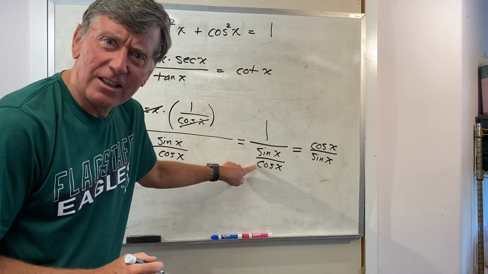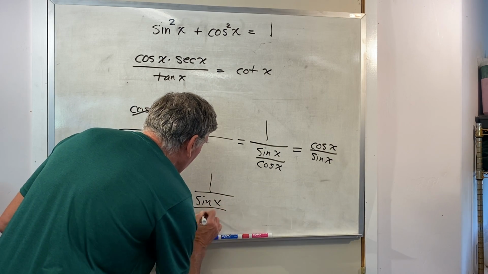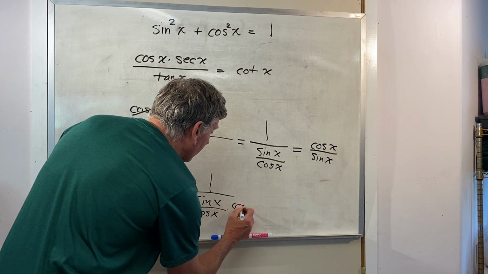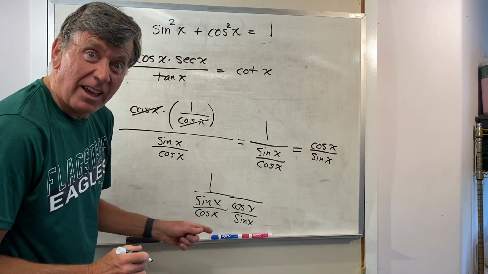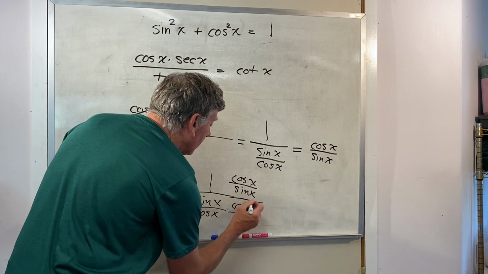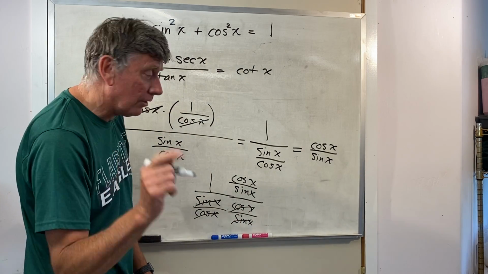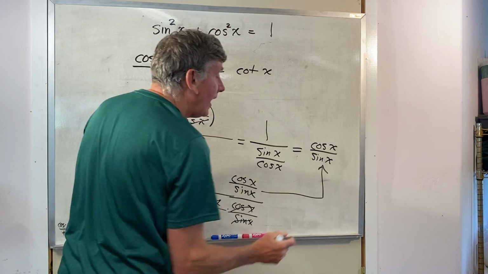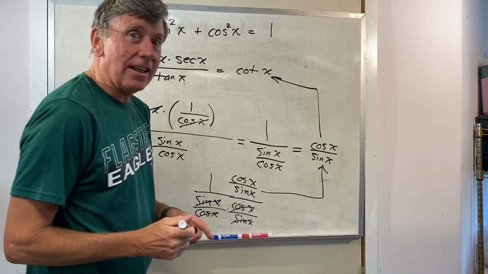Now, if you don't believe me on that, let's take 1 over the sine of x over the cosine of x, and I'm going to multiply by the reciprocal, which is cosine of x over the sine of x. But if I do that on the bottom, I have to do it on the top. Cosine of x over sine of x. Cancel, cancel, cancel, cancel. All I'm left with in my denominator is 1. On top, I have cosine of x over sine of x. And we are done because that is the cotangent.